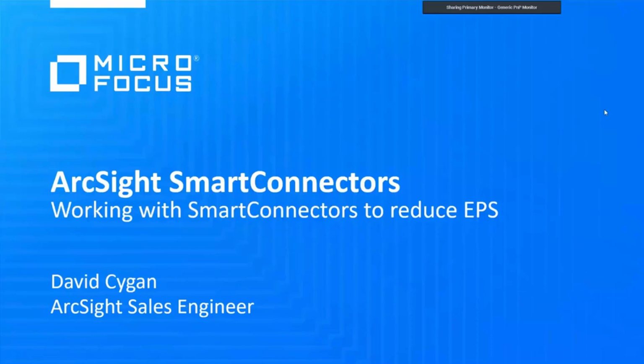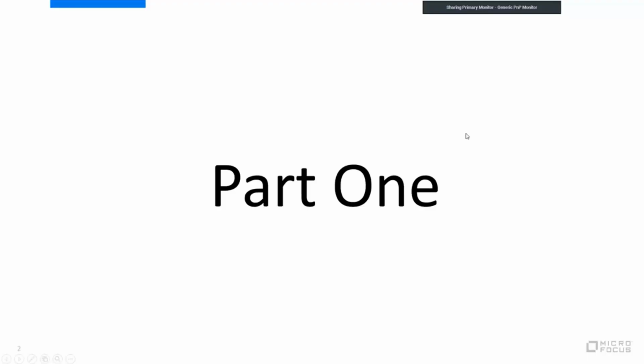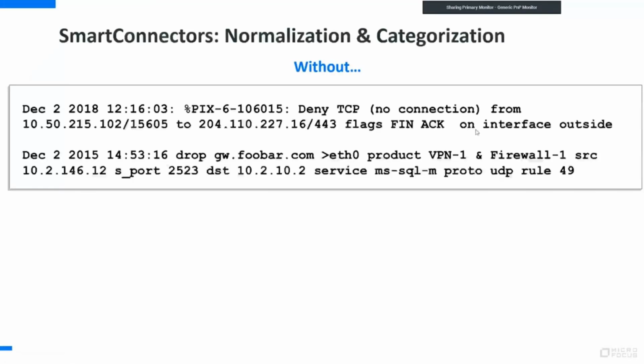Today, I'm going to be talking to you about ArcSight SmartConnectors and how working with SmartConnectors can help to reduce the EPS in your environment, thereby saving you money. SmartConnectors go out into your network and collect information and events from your devices. It then normalizes and categorizes them. When it does so, it creates what we call a CEF formatted file, or a Common Event Format file.